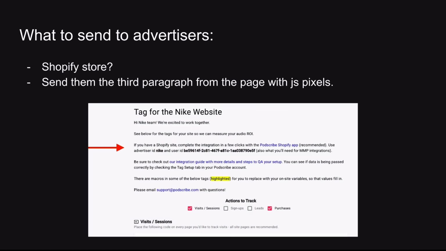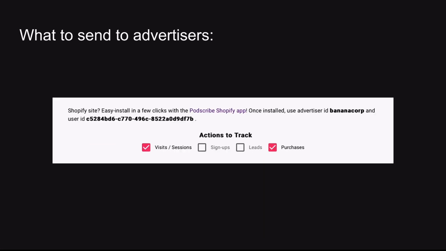If the store is hosted on Shopify, then setup actually gets a lot easier. You do not need to send the entire JavaScript tag page links. All you need to do is open up that page and then copy the third paragraph that starts with, "If you have a Shopify site," and so on. Just copy that entire paragraph and paste it into your email that gets sent to the advertiser. That paragraph has a link to the Shopify app right over there, and the advertiser ID and user ID that needs to be added to it.